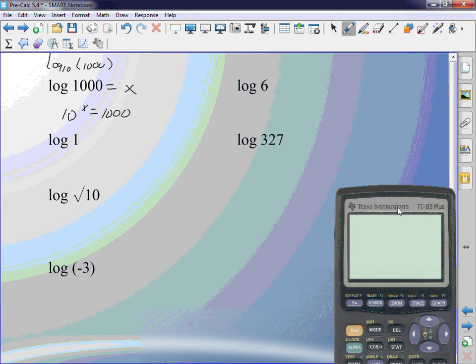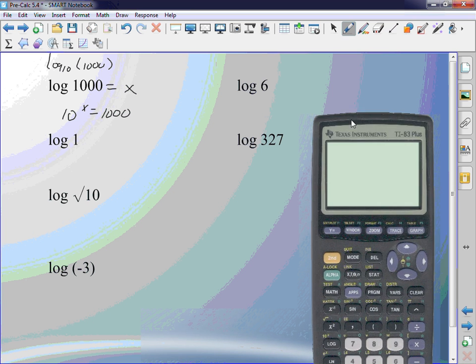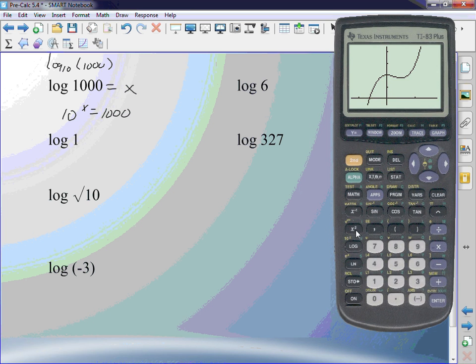All right. You have to know how to do these without a calculator. I know you can sit here and go log of 1,000, and then it tells you 3. What this means is 10, because that's a 10 here, 10 to the what power is 1,000. X has to be 3.